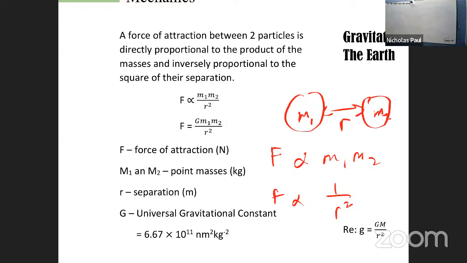This leads us to this nice little formula, Newton's law of gravitation. If you're making little notes, add that in, and add this as well, please. g is equal to F over m, and F is equal to G M1 M2 over r squared. By the way, that capital G is what we call the universal constant. Lowercase g is the strength of the gravitational field.